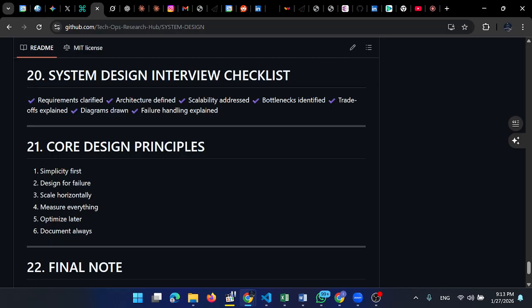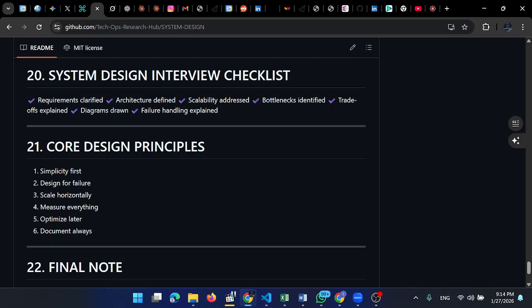architecture defined. Three is scalability addressed, very important. Then four is bottlenecks identified. Then five is trade-offs explained. Then we have diagrams drawn and failure handling explained. So these system design interview checklists are very important, and in your free time, you can try to understand them: requirements clarified, architecture defined, scalability addressed, bottlenecks identified, trade-offs explained, diagrams drawn, failure handling explained.